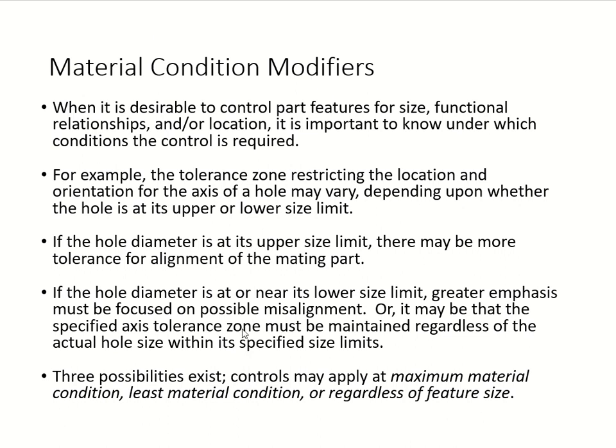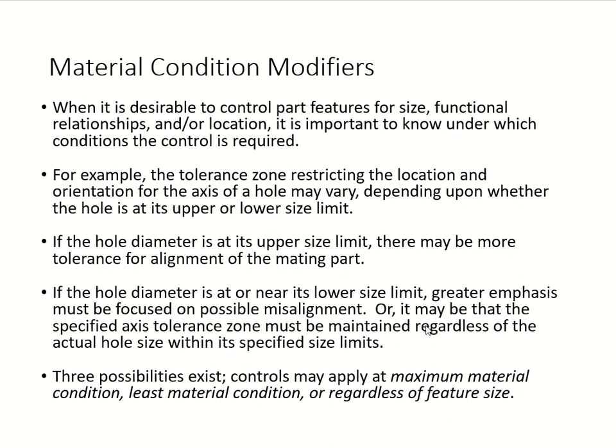Then if the hole diameter is at or near the lower size limit of your tolerance, of course, you've got to have a greater emphasis, meaning you have to pay attention and focus on possible misalignment. Again, yeah? Hole diameter, tolerance, upper limit, lower limit. Hole function is for mating, to receive another part. Alignment, very important. Be careful with all possible misalignment, okay? Even if it is an upper size limit or lower size limit. For lower size limit, you've got to be careful about the misalignment, yeah?